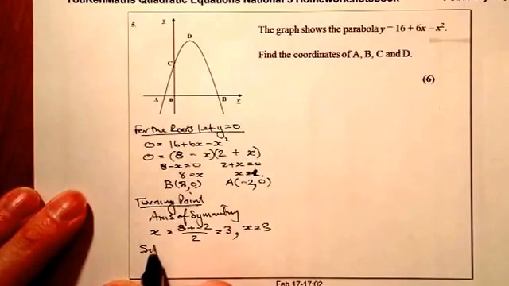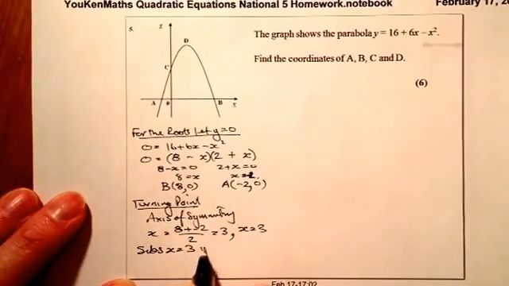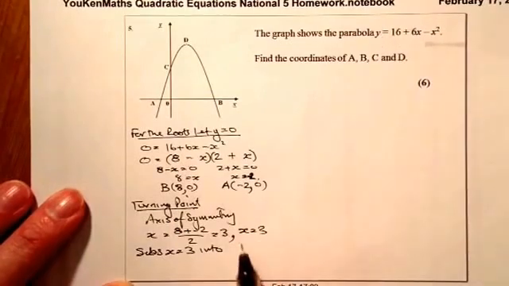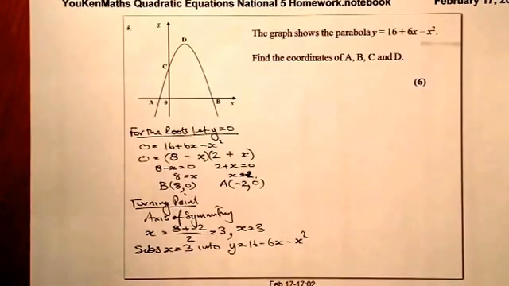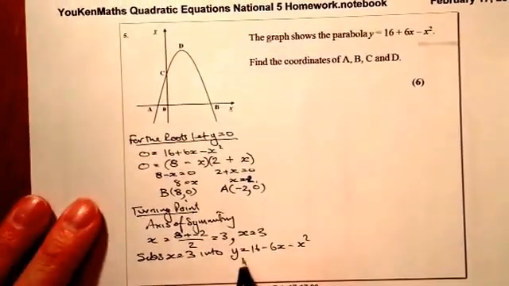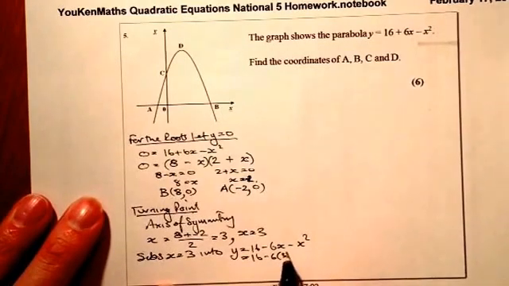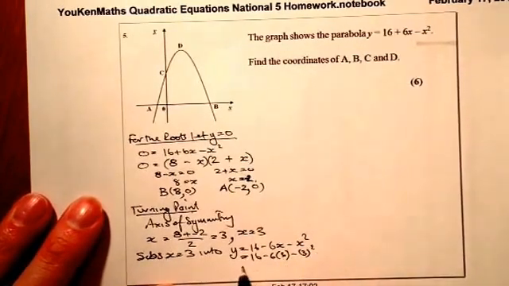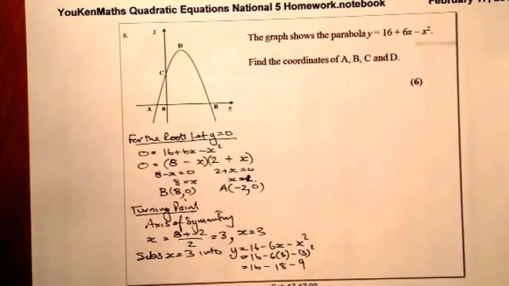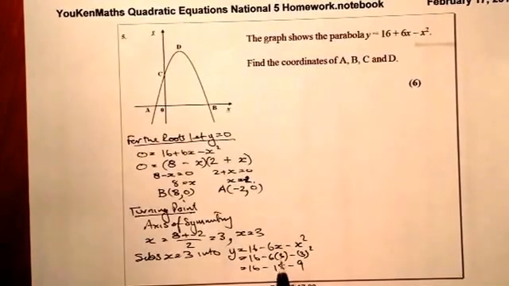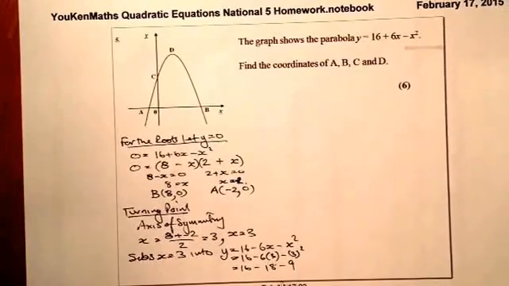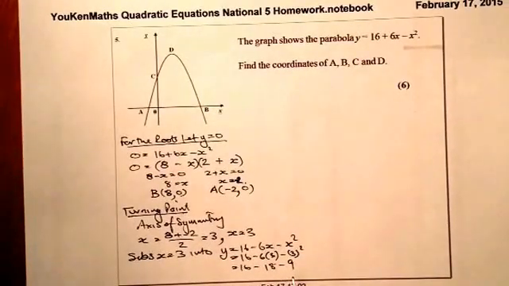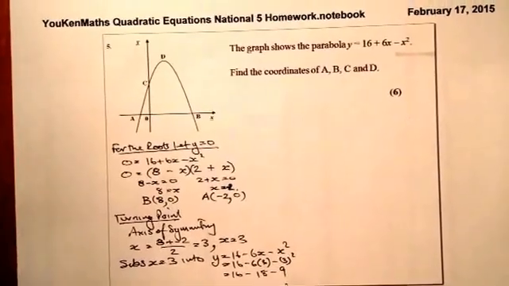I'll then substitute x equals 3 into the y equals equation. So y equals 16 plus 6x minus x squared. Right, let's put a 3 in there. So I've got 16 plus 6 times 3 minus 3 squared. Okay, so I've got 16 plus 18, minus 9. Just to see, that should be right there again. Just give me a minute to check.